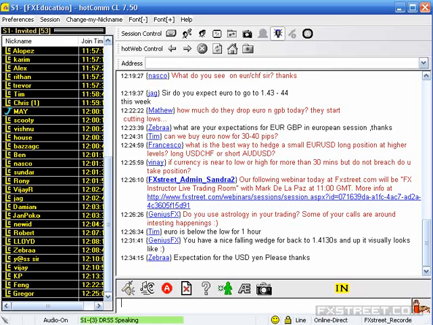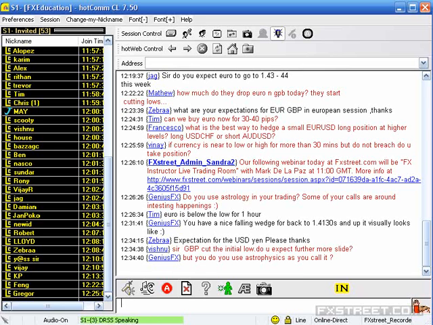Zebra, expectations of USD-Yen. Yeah, USD-Yen is expected to slowly gain the levels, and it has not yet breached the high, so it has to breach the high and stay above there for more than 30 minutes, then further gains could be seen.